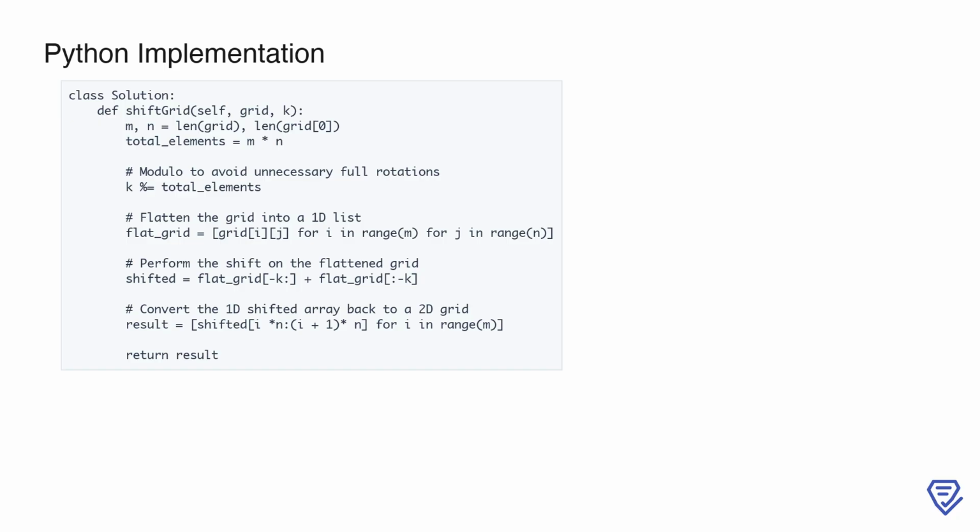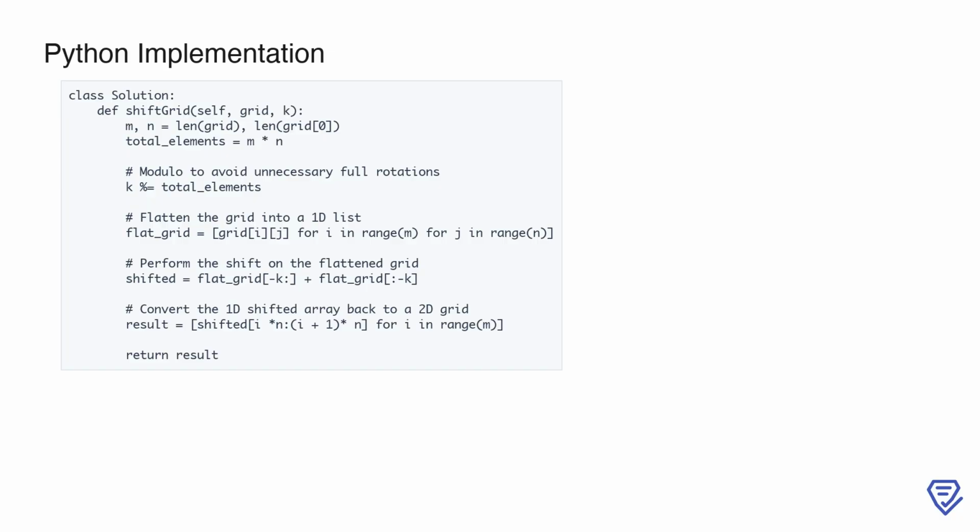This Python implementation solves LeetCode problem number 1260, Shift 2D Grid, efficiently. Here's a detailed breakdown of the solution. 1. Input dimensions and total elements. We begin by extracting the dimensions of the given grid, m rows and n columns. The total number of elements is calculated as m*n.